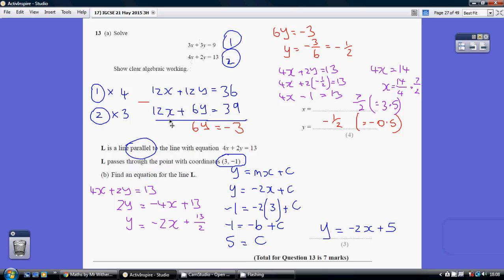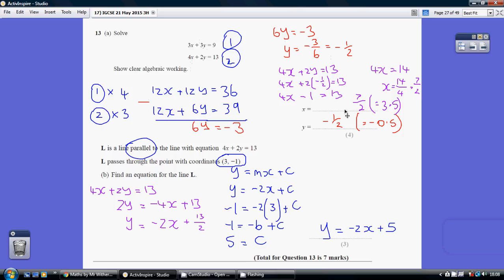So 12x take away 12x is nothing, that's the whole point. 12y take away 6y is 6y, and 36 take away 39 is minus 3. So x is eliminated. I've got 6y equaling minus 3. Then dividing through by 6, I get y being minus 3 over 6, which is minus a half.